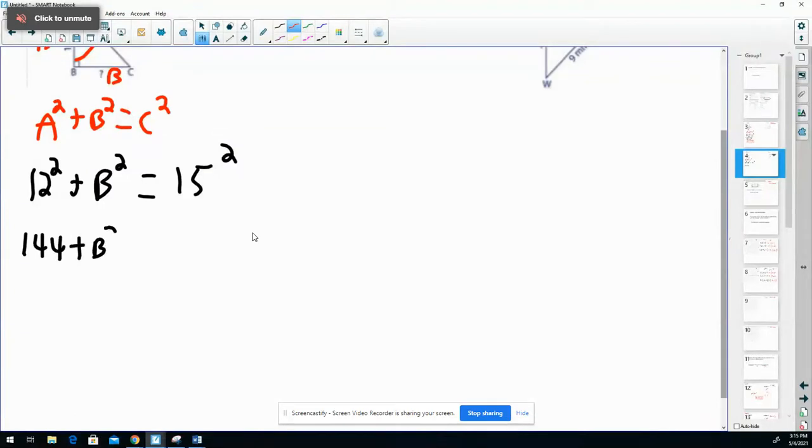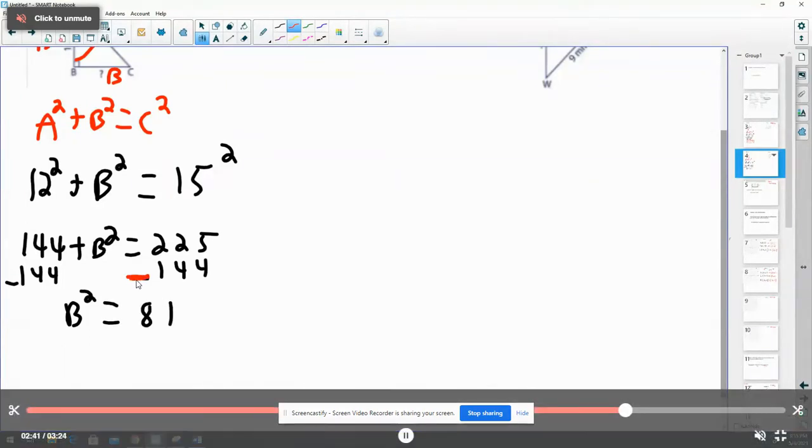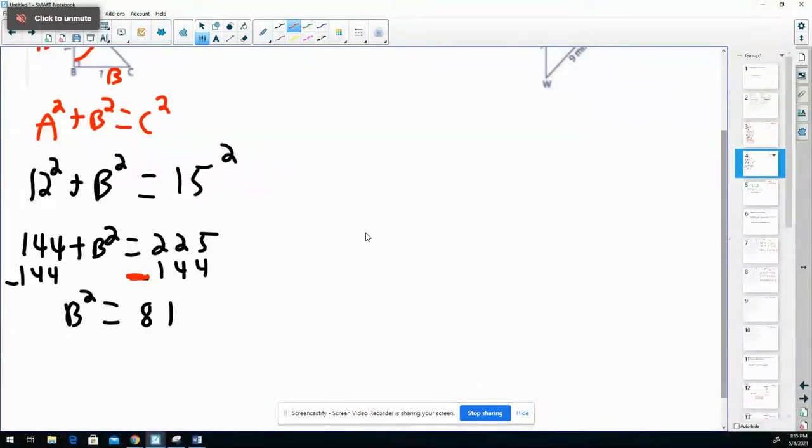12 squared is 144, plus b squared equals 225, which is just 15 squared, minus 144 from both sides. We'll get b squared equals 81. Okay, that's a minus sign right there. I'll put it in red. And now we take the square root. And the square root of 81 is 9.